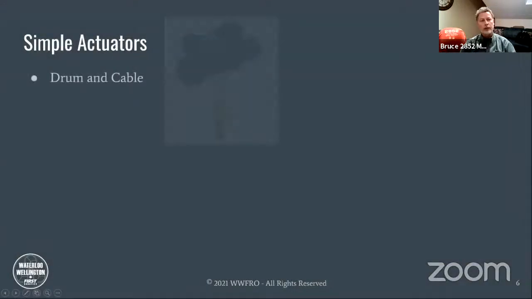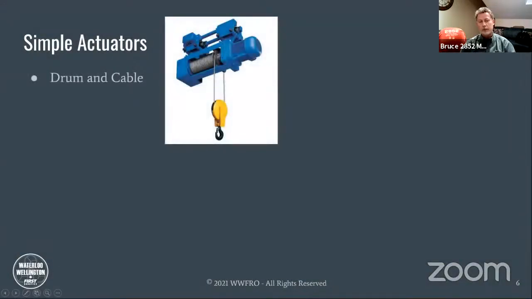So, some simple actuators: drum and cable. Now this is a typical overhead crane. We have an electric motor driving through some gears, which will rotate a drum through an aircraft cable or a wire cable, through a pulley, which will give you a vertical motion. Rotary drum, vertical motion on the hook.